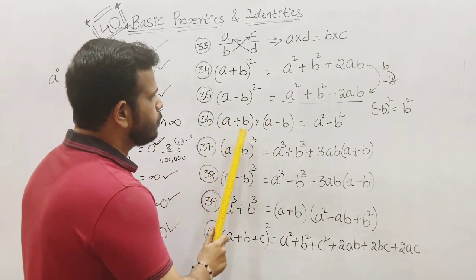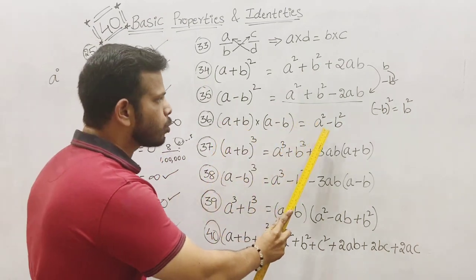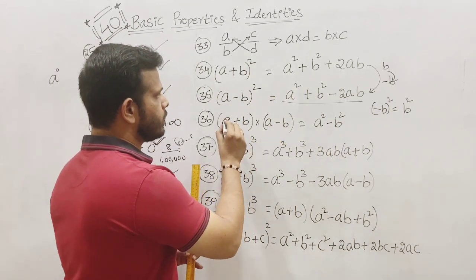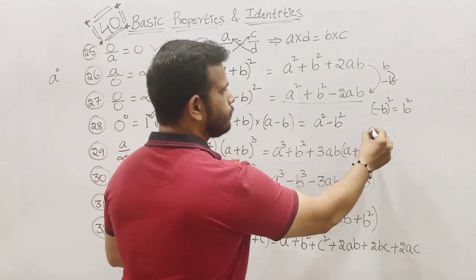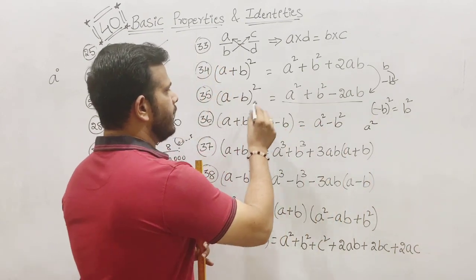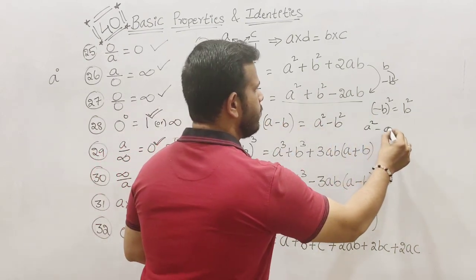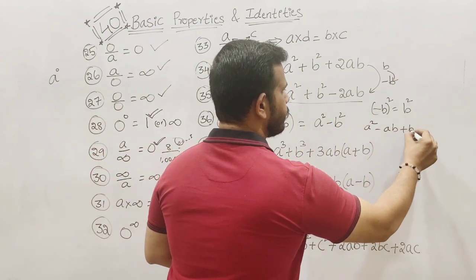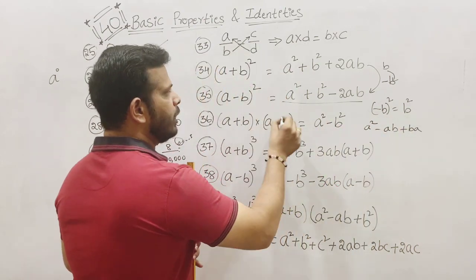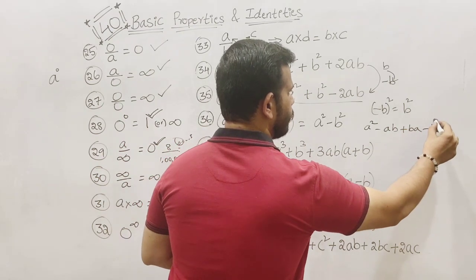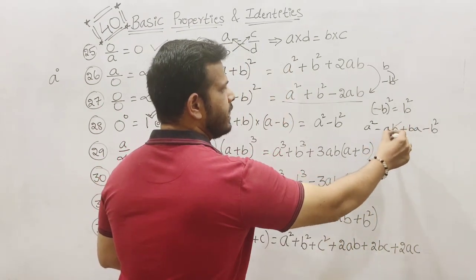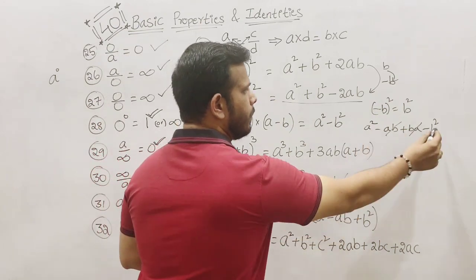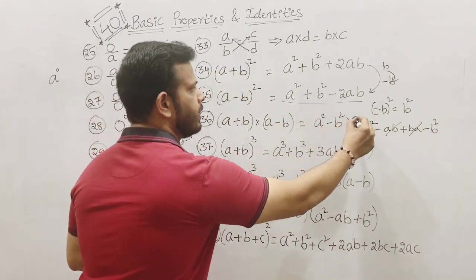Next, A plus B into A minus B. It's A square minus B square. When you multiply this, when you derive this, A into A is A square, B into A is plus BA, A into minus B is minus AB, B into minus B is minus B square. Okay, minus AB plus AB cancel. Okay, A square minus B square.